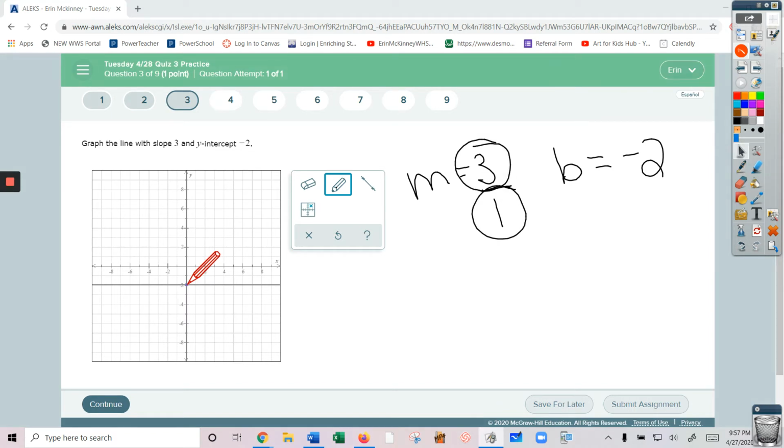Remember, I'm counting from that point. So from this point I have right now, I'm going to go up 3 over 1 and make my second point. And then from that, I can just use my line tool in there to connect those and make my line.